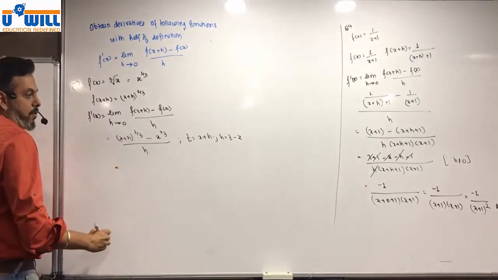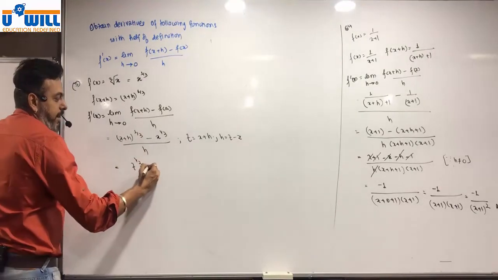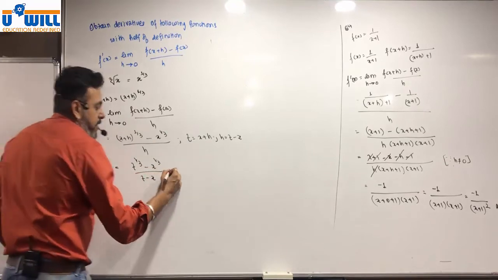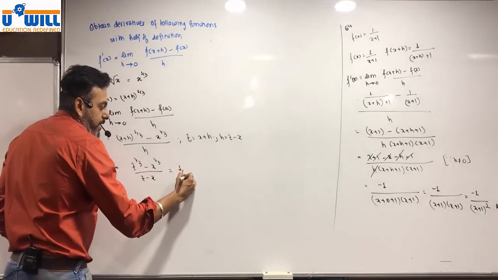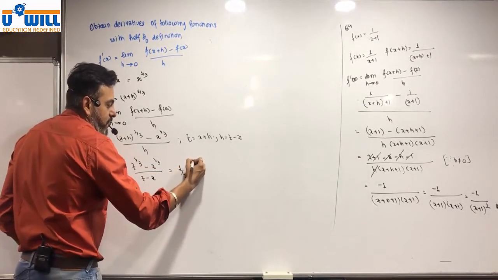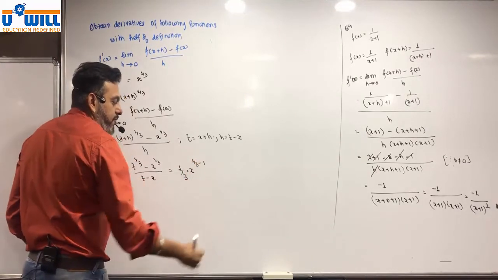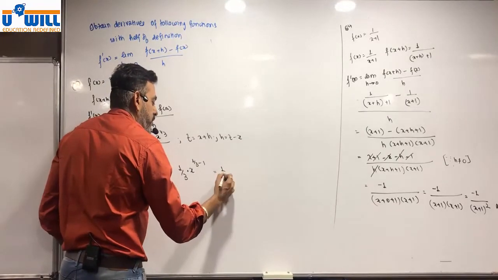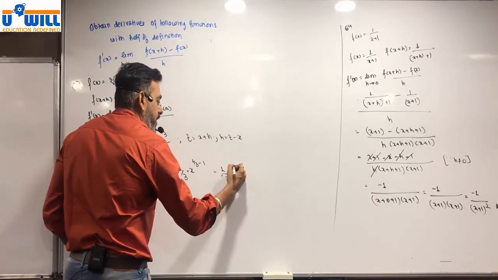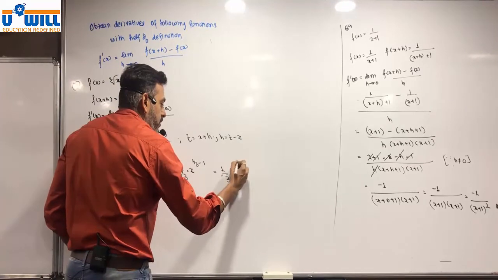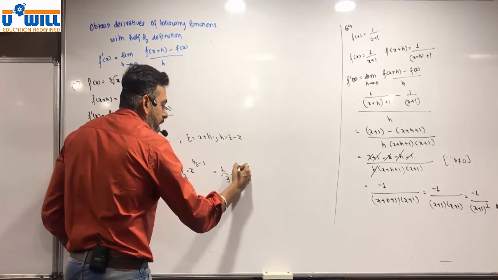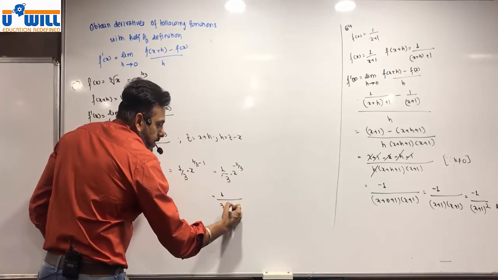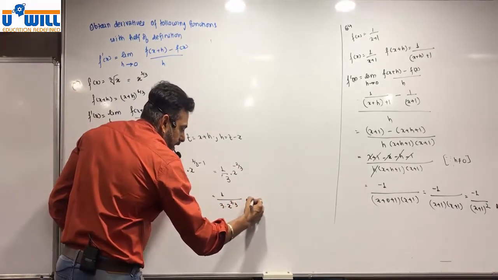Now which is equal to t raised to 1 by 3 minus x raised to 1 by 3 upon t minus x, which is equal to 1 by 3 into x raised to 1 by 3 minus 1, which is equal to 1 by 3 into x raised to minus 2 by 3, which is equal to 1 upon 3 into x raised to 2 by 3. Answer.